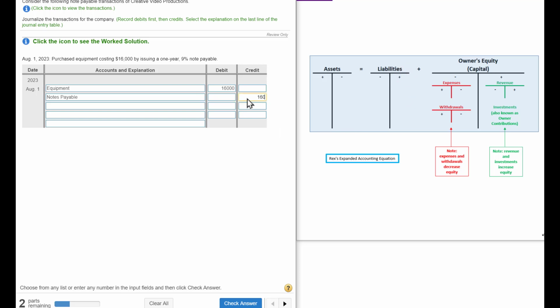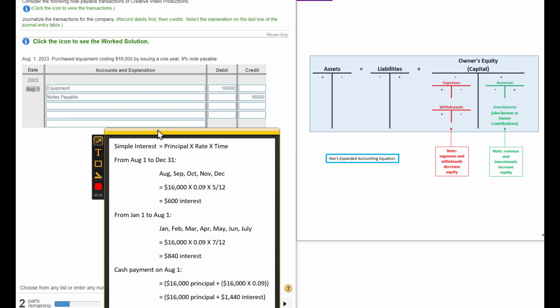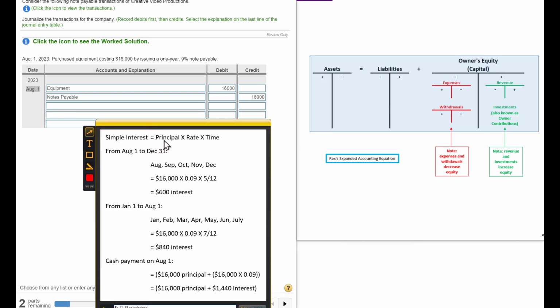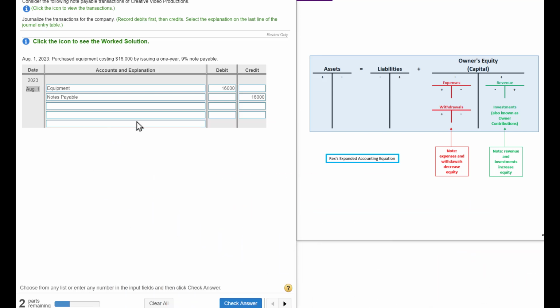Now some students want to try to calculate interest, but on the day that we issue the note on August 1st, no time has elapsed. Because remember, the formula for interest is principal times rate times time. No time has gone by, so on the day that we issued the note payable, there is no interest yet. And then we need an explanation: purchase equipment in exchange for a 1-year 9% note. So notice this was on August 1st.